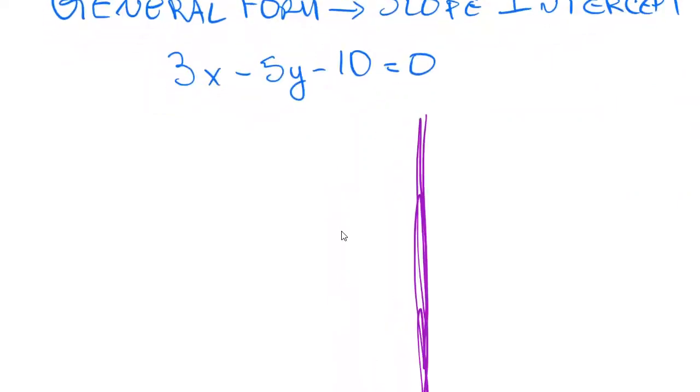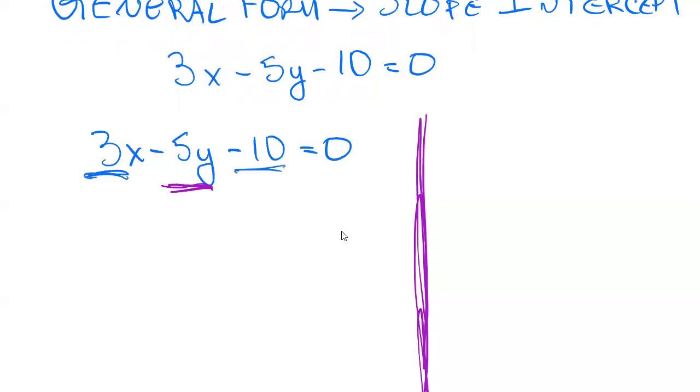So 3x minus 5y minus 10 equals 0. If I know that slope-intercept form has to have the y value isolated, has to have this term by itself, then what I need to do is move the other things, or move the y itself. So that's the other method. There's two methods, I'll show you both. In this case, I'm going to leave the 5y here, and I am going to move the 3x, and I'm going to move the 10.